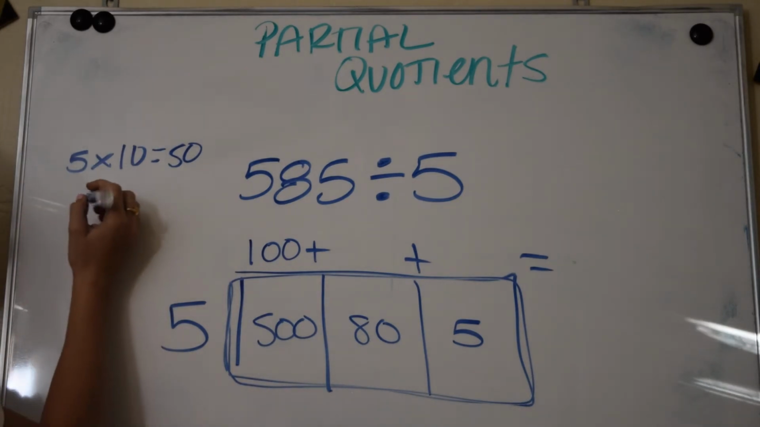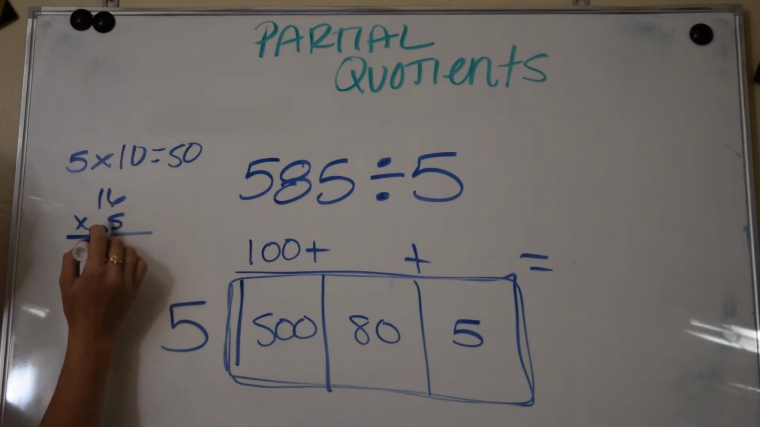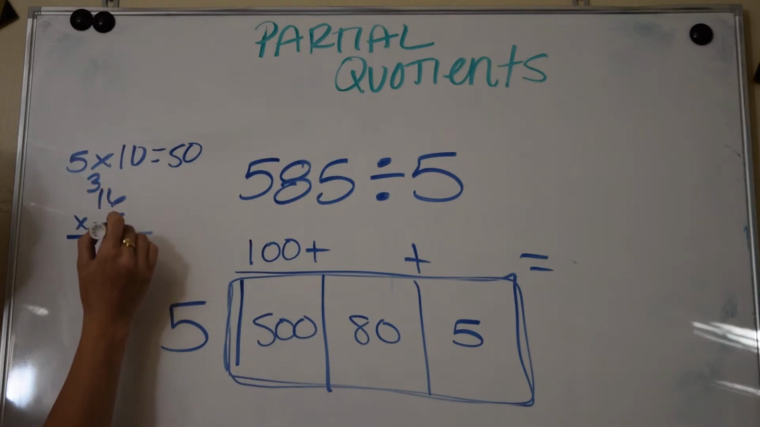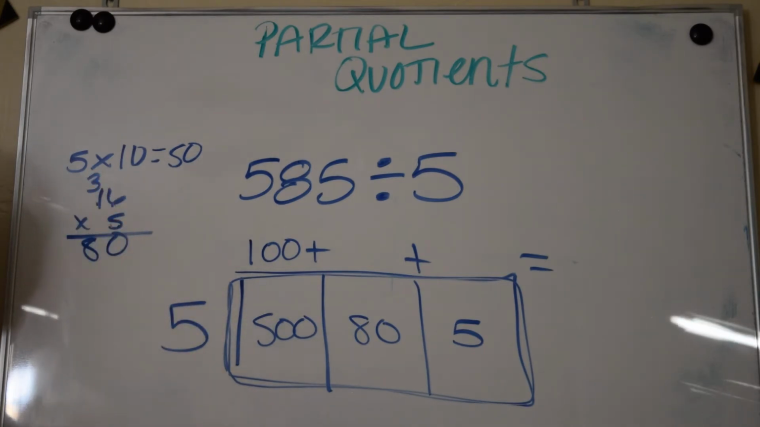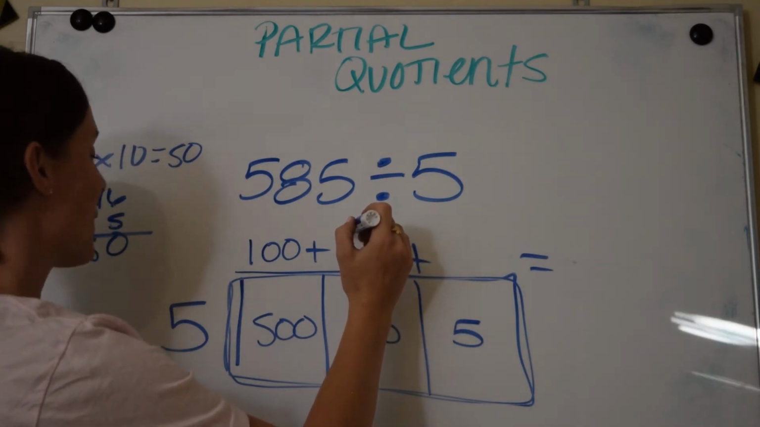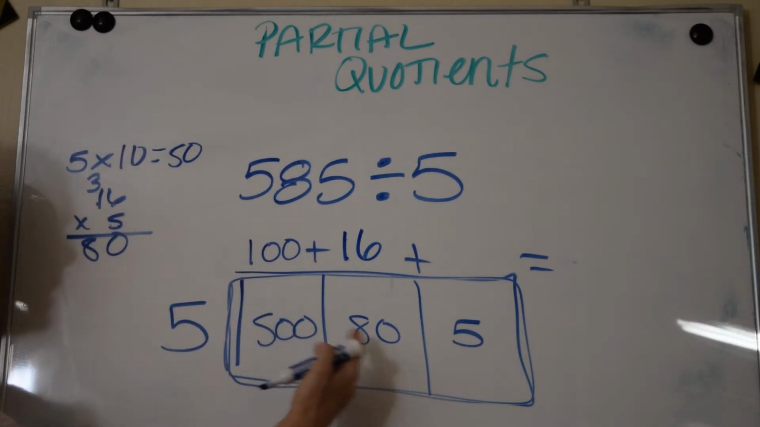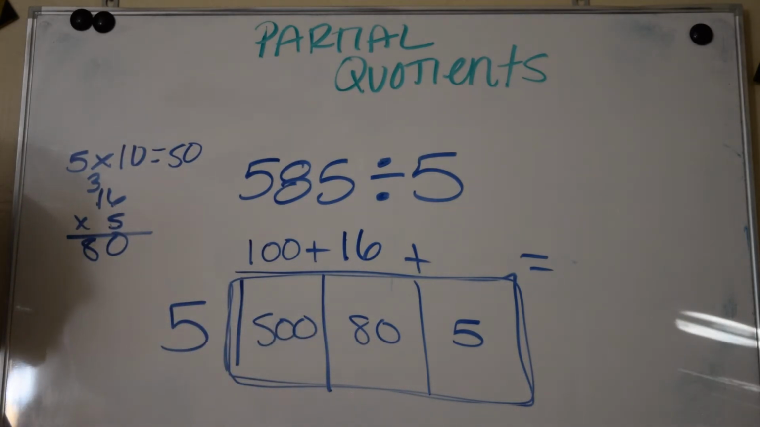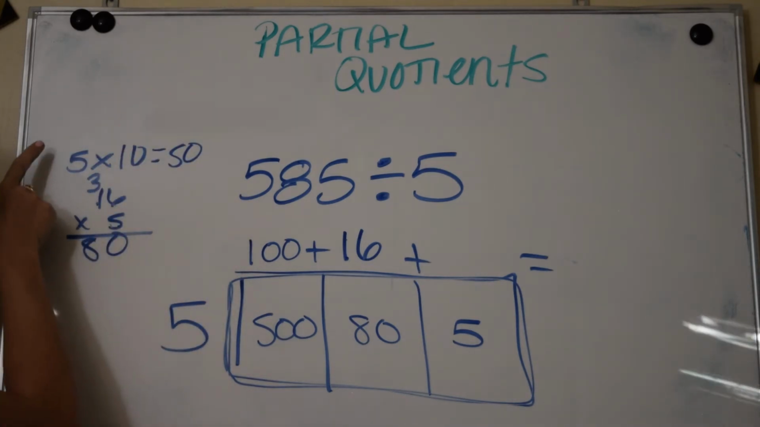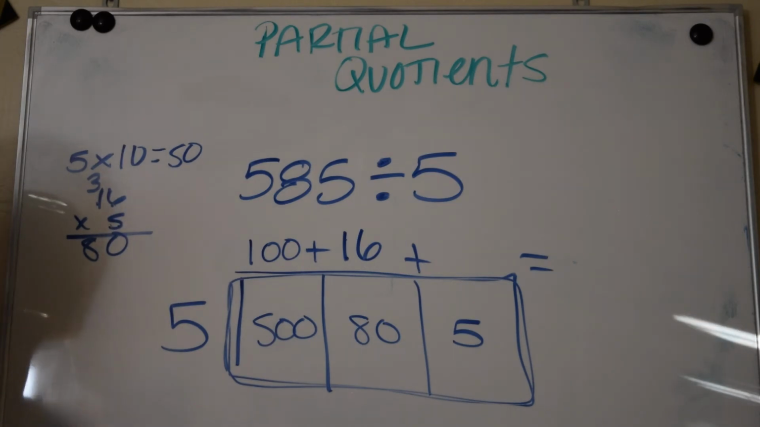Okay, so 16 times 5, let's see if that's right. 5 times 6 is 30, and 5 times 1 is 5, plus 30 is 80. Yep, so 16 times 5 is 80. So I'm going to put my 16 right here. What I just did was 80 divided by 5. I know it was 16, but you might not know that fact off the top of your head. So remember, our strategy is to start with a math fact that you know, and then keep going up. You can count on your fingers. Again, get a multiplication chart, whatever helps you.